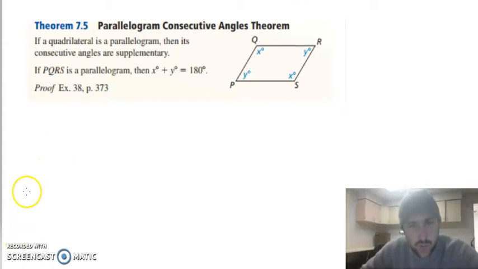What's up, guys? I bet you're super psyched to learn about Theorem 7.5 and Theorem 7.6. Let's start with Theorem 7.5. It is the parallelogram consecutive angles theorem.